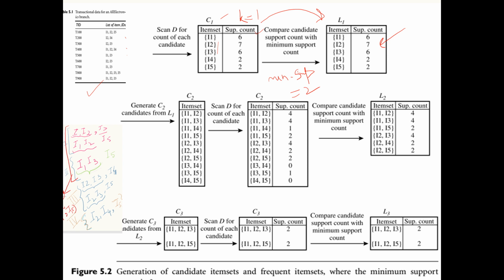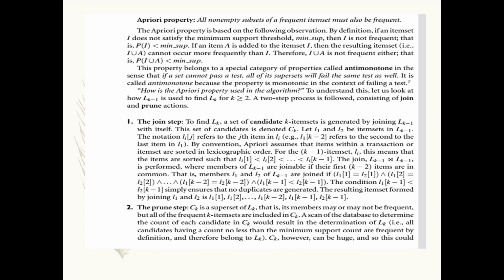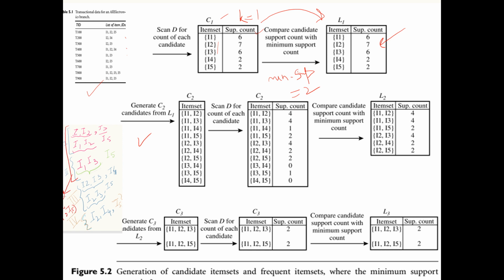Next scan, what will we do? We will generate C2 from our L1. That is what we discussed in the join step also: a set of candidate k item sets, Ck, is generated from L(k-1) by joining L(k-1) with itself. So L1 will be joined with L1 again, that is, with itself: I1, I2, I3, I4 and I5. After it is joined, we get these combinations, and that is our C2.